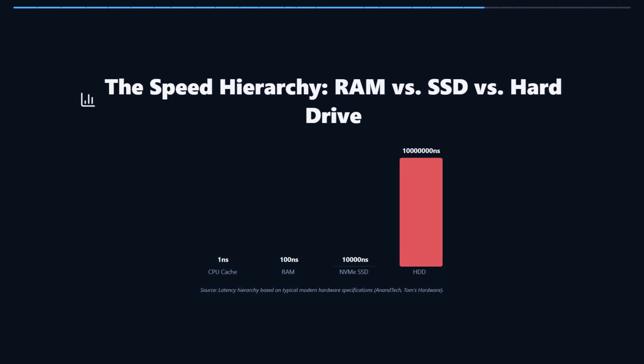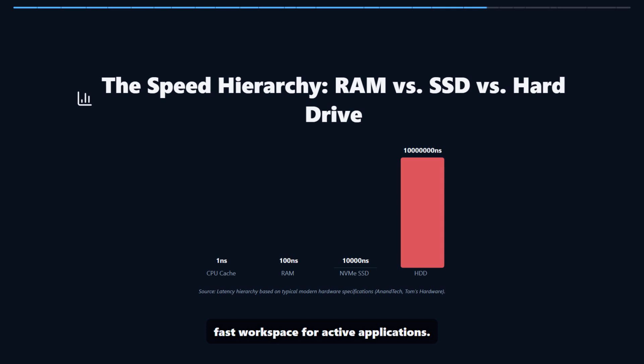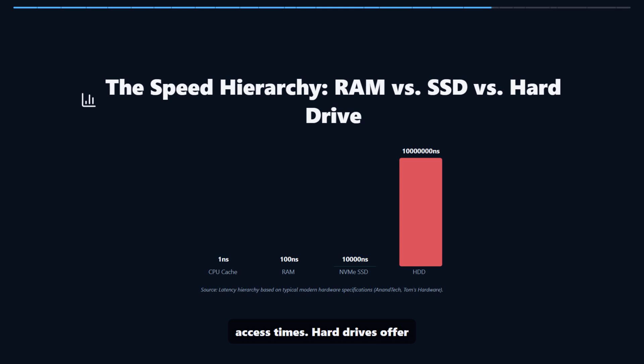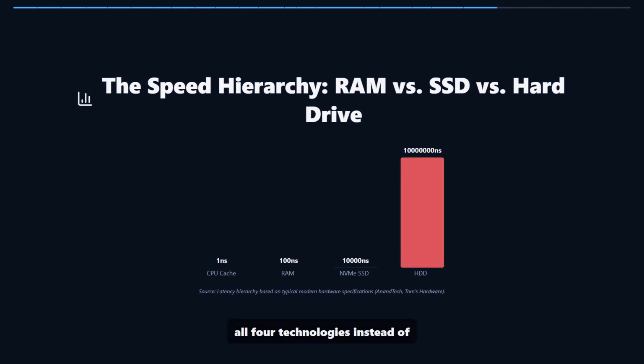CPU cache keeps the processor busy. RAM provides fast workspace for active applications. SSDs permanently store your operating system and programs with quick access times. Hard drives offer economical storage for large files and backups. Understanding this hierarchy explains why modern computers combine all four technologies instead of relying on just one.